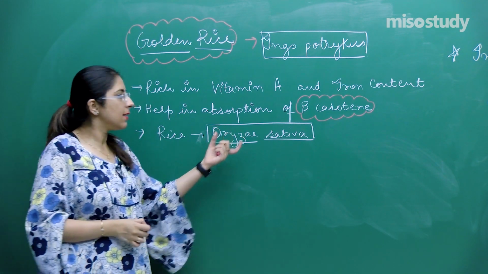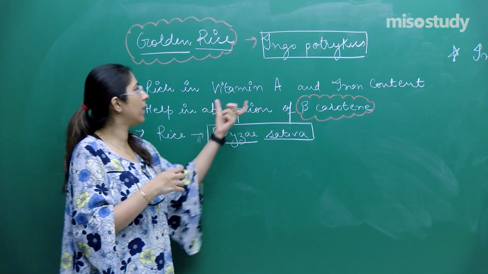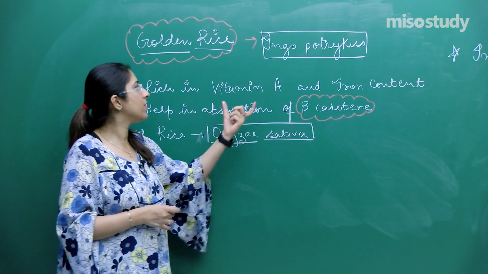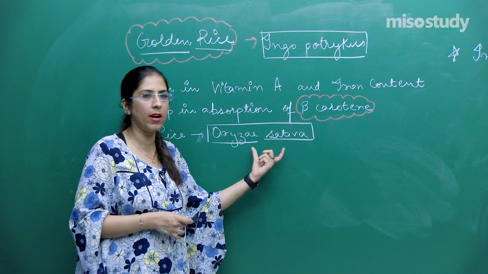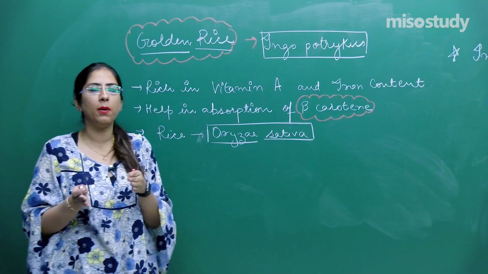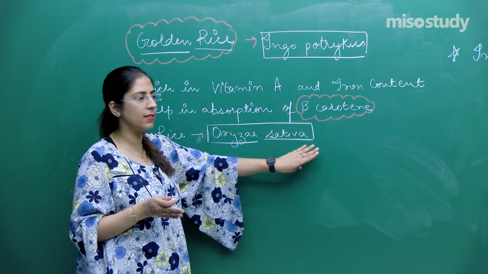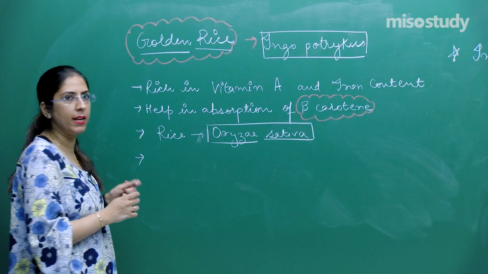In this, a gene is inserted for vitamin A, using the same process of recombinant DNA technology. The gene which codes for vitamin A and iron is inserted into Oryza sativa with recombinant DNA technology, and this vitamin A was extracted from the daffodils.